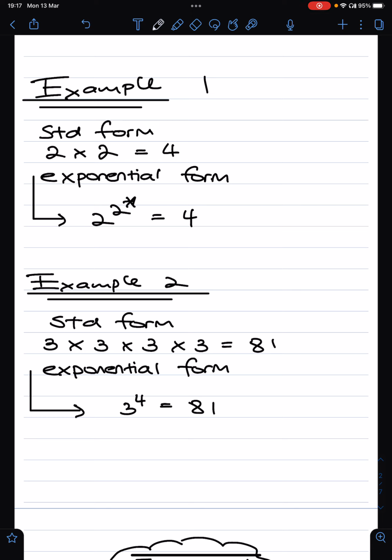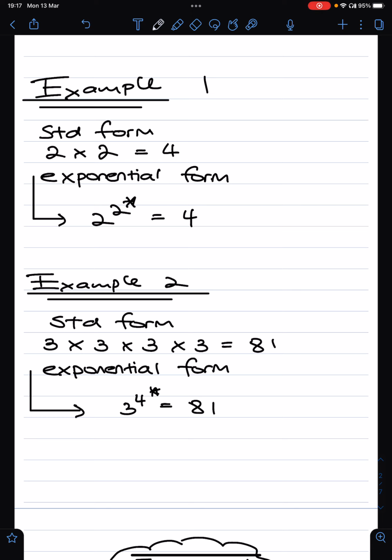If we look at example 2, our standard form is that 3 times 3 times 3 times 3 is equal to 81. If we were to look at the condensed exponential form, this simply becomes 3 to the power of 4, which is equal to 81. Here again, we are counting the number of 3's that are displayed in the standard form. Since there are 4, we simply put 4 on the top over here by the exponential place. So 3 to the power of 4 is then equal to 81.